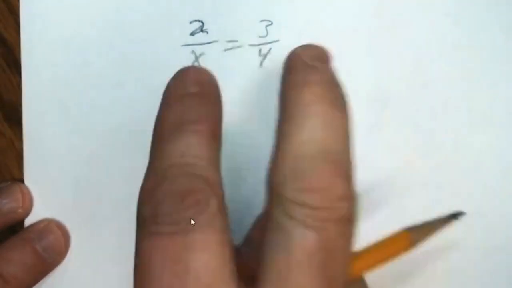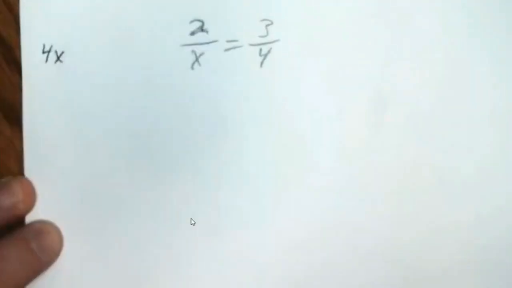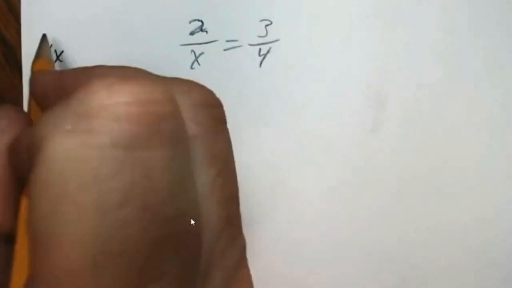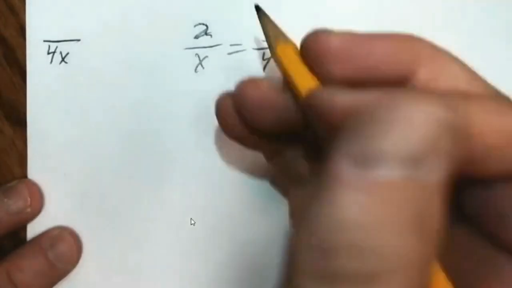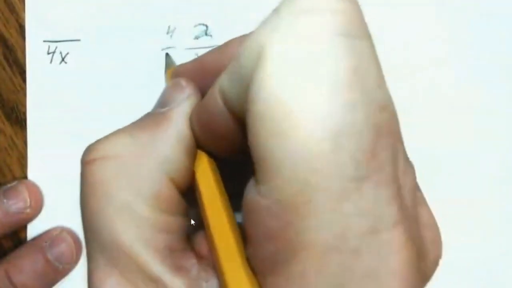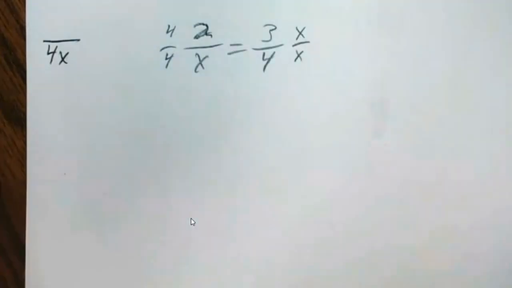So what would the common denominator be between x and 4? Well, 4x would be the common denominator, right? That includes both. So on this side, we have to multiply by 4 over 4. On this side, we have to multiply by x over x.